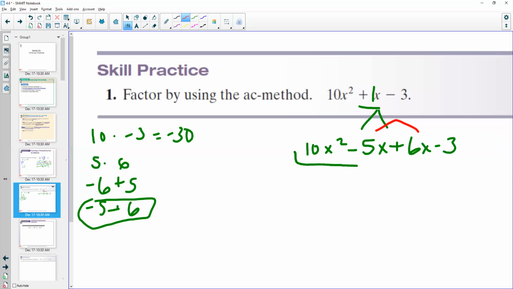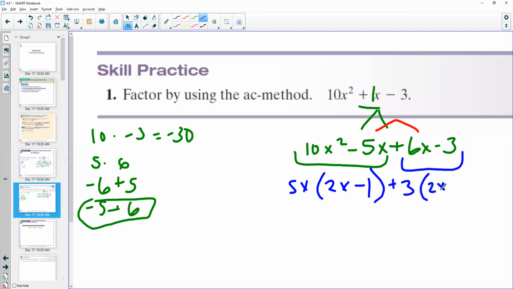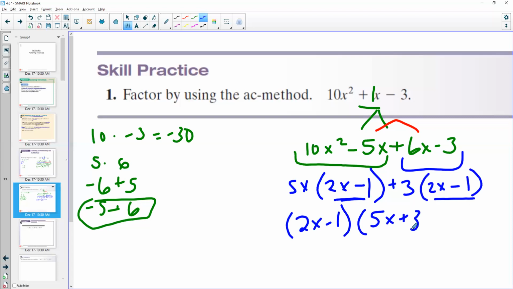So now we're going to make our groups. Here's one group. Here's two groups. What can I take out of the first group? I can take out 5x. So that leaves me with 2x minus 1, because that's my placeholder, plus I'm going to take out a 3 out of the second group. That leaves me with 2x minus 1. All right, so here's my binomial. Pull that to the front, 2x minus 1, and gather up what's left, 5x plus 3, and we're done.